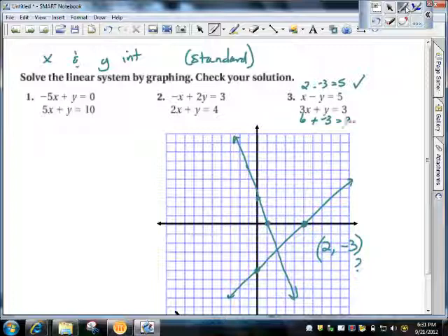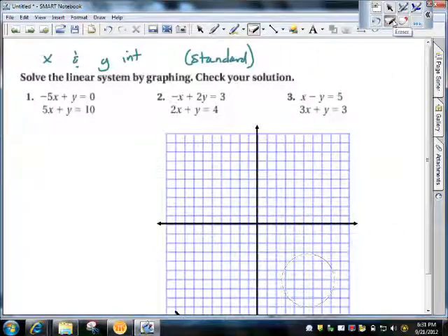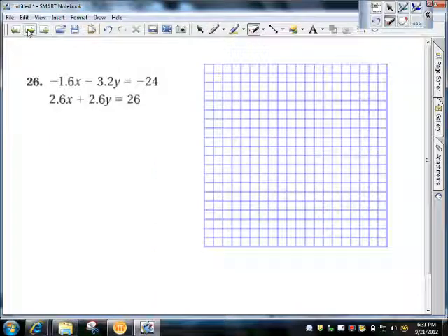Again, you can see why this is not my favorite. It's labor intensive and it's not all that accurate. So I wanted to do this one. I thought this was a hard problem. And I thought, okay, let me see if the kids can do this.